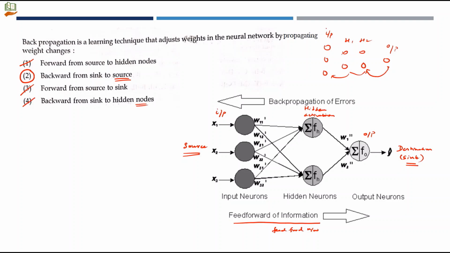I won't say backward from sink to hidden nodes is wrong. When option number 2 is not present here, out of 1, 3 and 4, I may mark option 4. But when option 2 is present, we have to stress that source will be the destination of the errors. So it will be traveling from sink to the source.